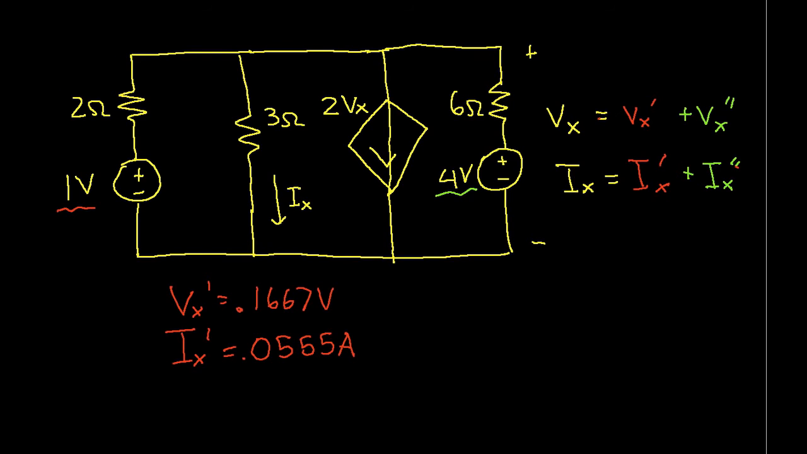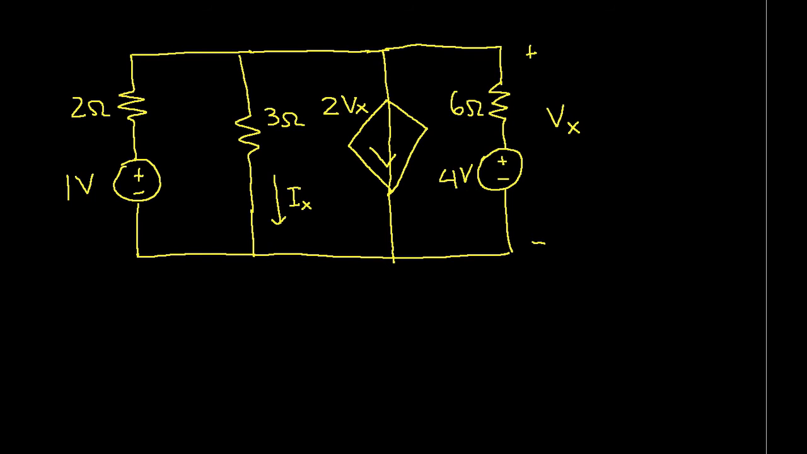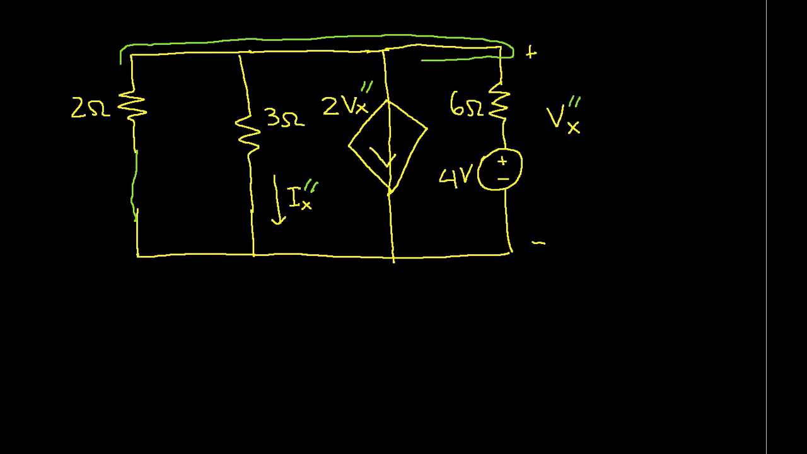So let's bring up a clean copy, cut out the 1 volt source. Note that this is Ix double prime, Vx double prime, and Vx double prime. And it looks to me like, again, probably the easiest way to solve this is to apply KCL at the top node.